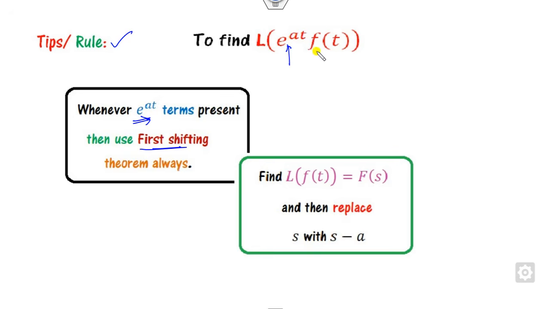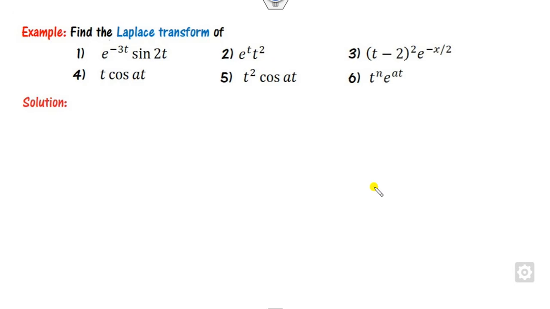How can you use it? You can firstly find the Laplace transformation of this part, and whatever answer you obtain, simply replace s with s minus a. How can we do that? We will see in this, firstly 6 examples and then later on 4 others.